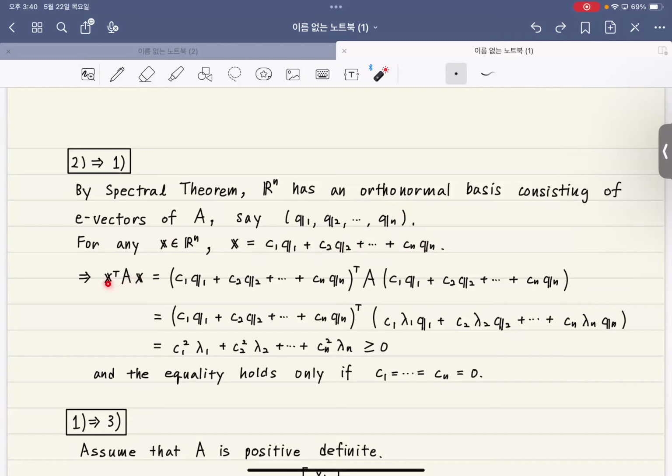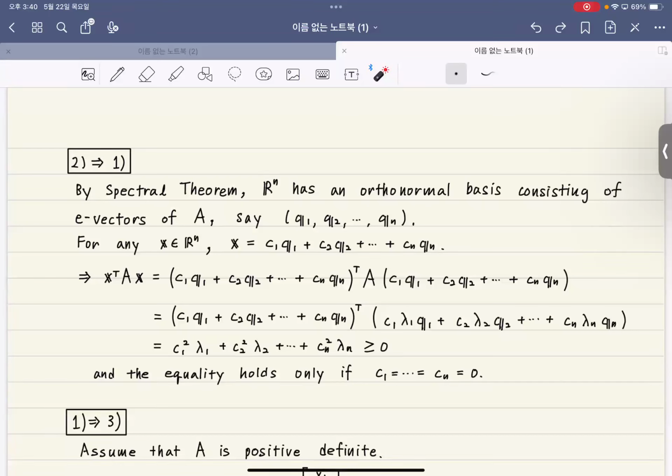Now I try to compute X transpose times A times X. So this is X transpose times A times another X over here. Since Q1 to Qn were assumed to be eigenvectors, when multiplied by the matrix A, these Q1 to Qn become lambda 1 Q1 to lambda n Qn. Okay. So now this guy times that, so I am taking the inner product of these two vectors.